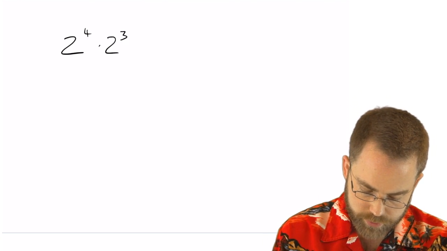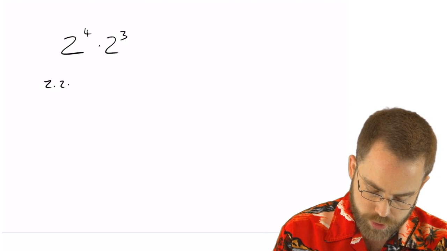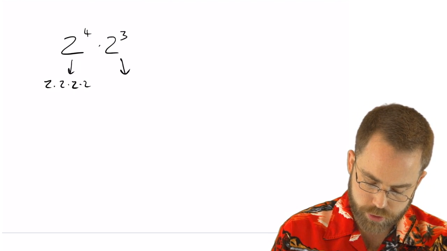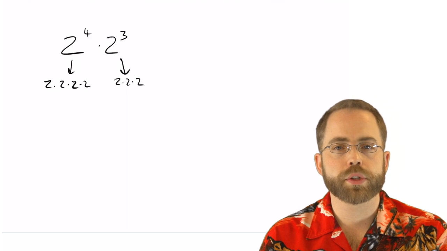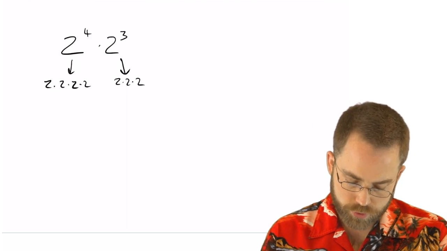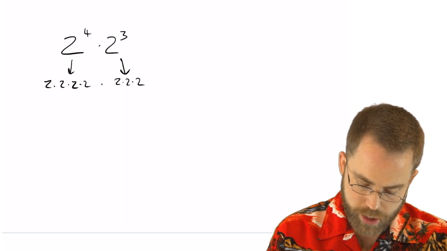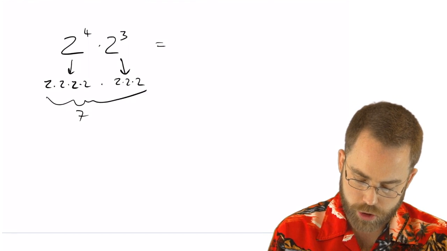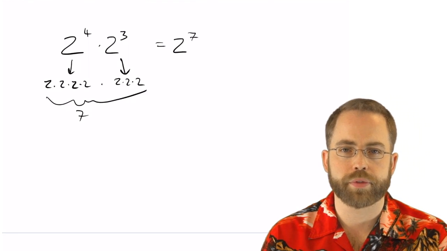This is a shortcut. This is an abbreviation for 2 times 2 times 2 times 2. That's what this one is. And this one is 2 times 2 times 2. That's what to the third power means: multiply by yourself and have 3 of them. So if we put all that together, how many 2s do we have? Well, we have 7 2s. So this is a shortcut for 2 to the 7th.